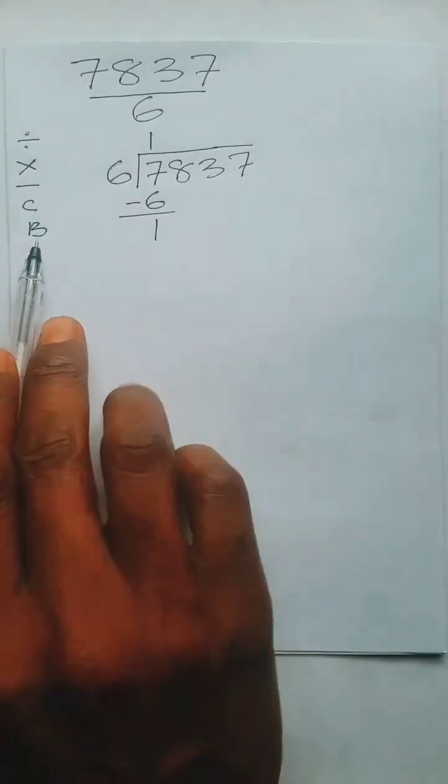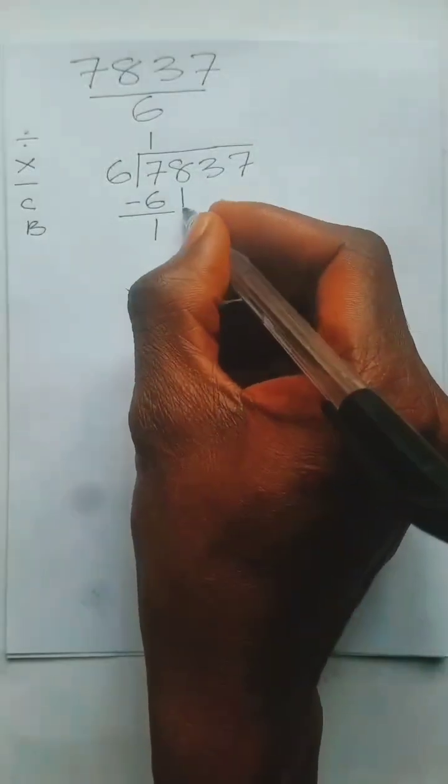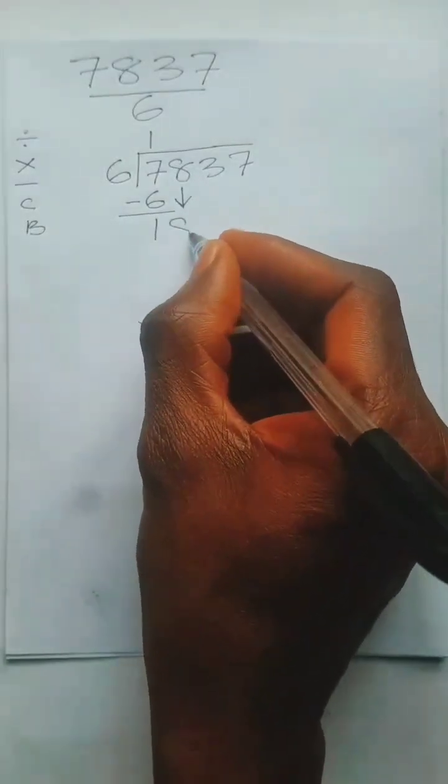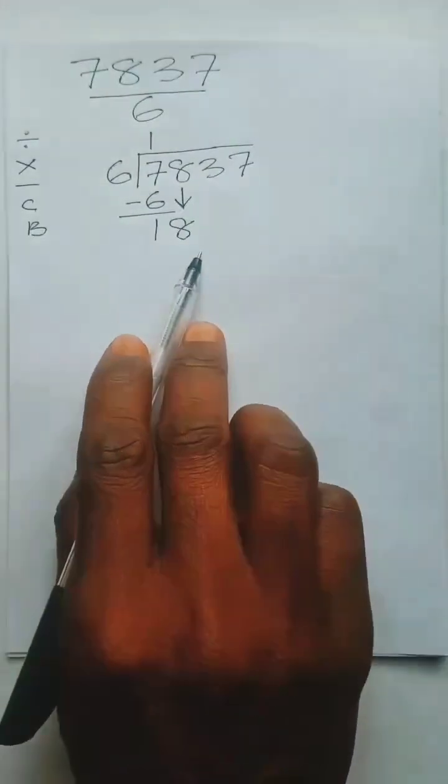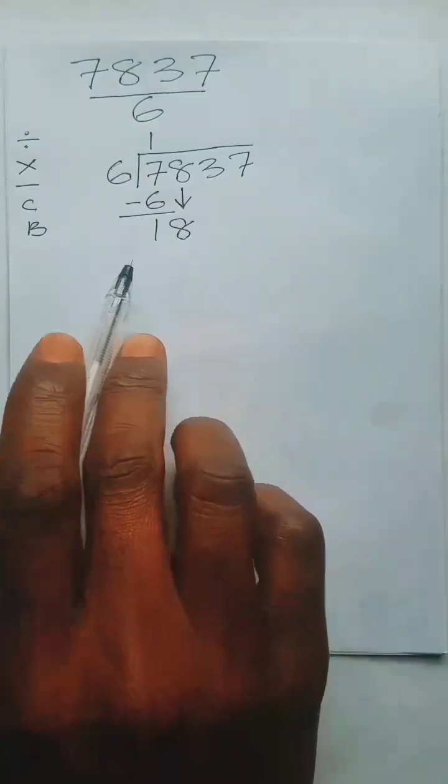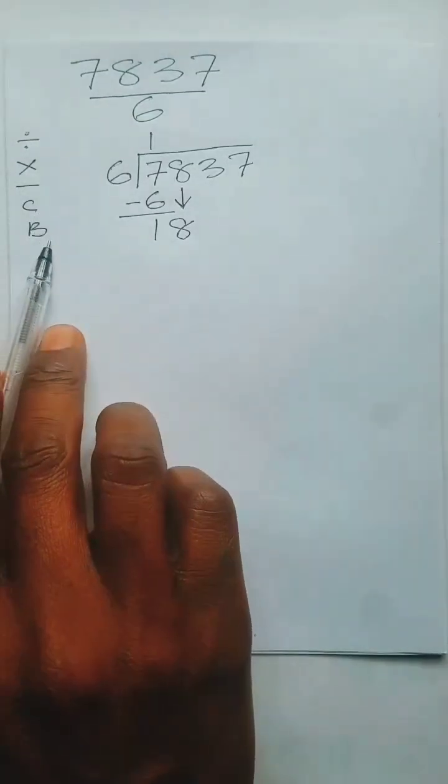Now the next thing is to bring down. What are we bringing down? The very next digit. So that's 18. We bring down 8, and that makes that number 18. And then we start all over again.